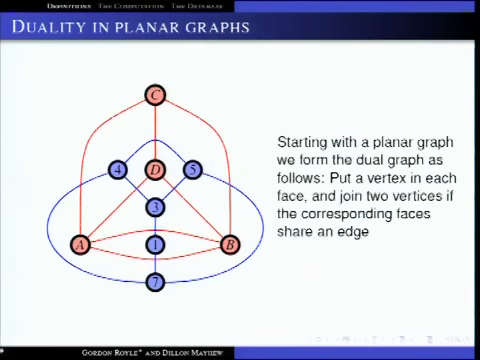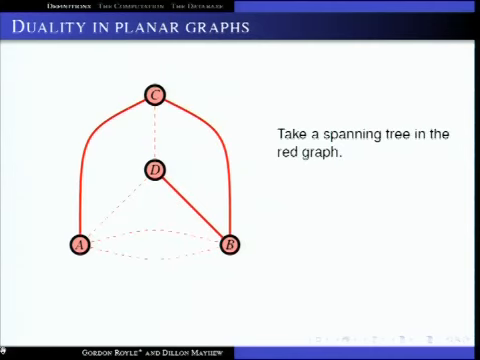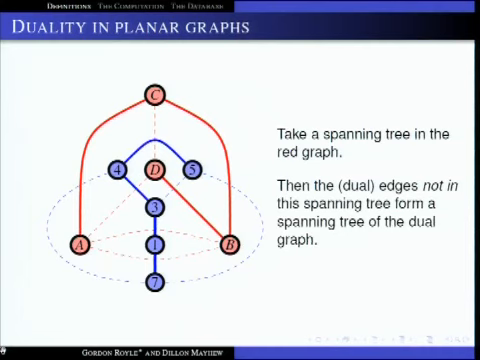Now, it's sort of fun to do. If you take a spanning tree in your original graph, that's these red edges here, then the complement, which is the dotted red edges, which are now solid blue in the blue graph, is a spanning tree in the blue graph. So the complement of a spanning tree in a planar graph is a spanning tree in the dual. And so this general operation of matroid duality has a nice interpretation when you stick to planar graphs.